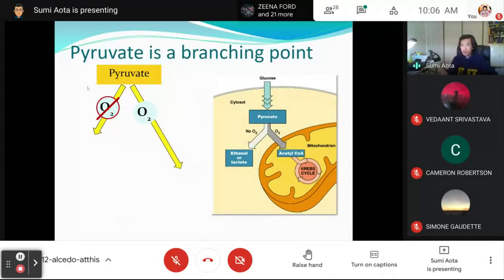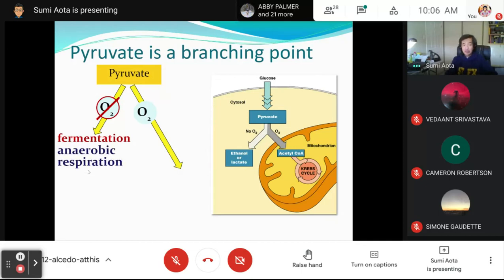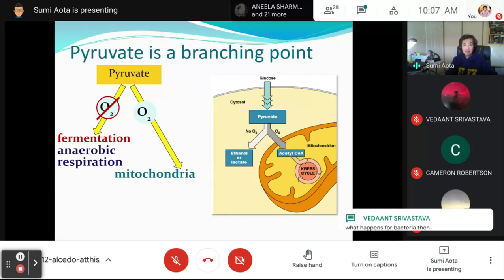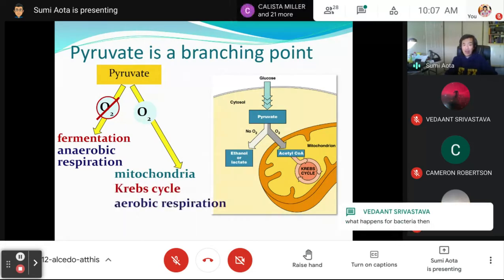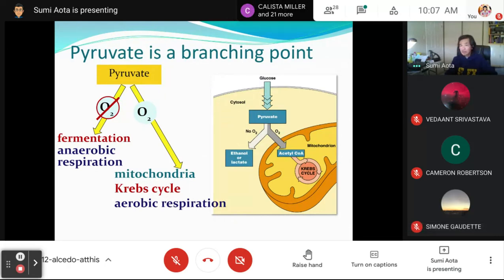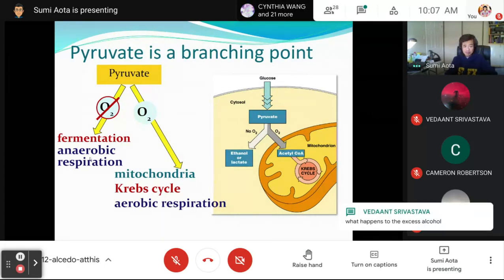So pyruvate's a branch point. Without oxygen, you're going to do one of two kinds of fermentation, either lactic acid or alcoholic, and that's anaerobic respiration. If you have oxygen available, then you shuttle everything down into the mitochondria, and you do aerobic respiration. Bacteria, for the most part, are anaerobic.